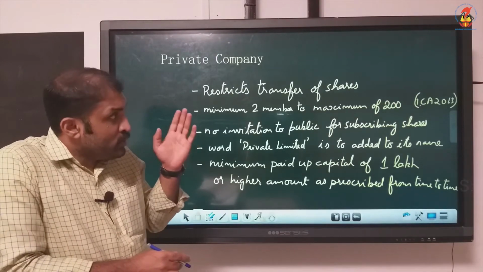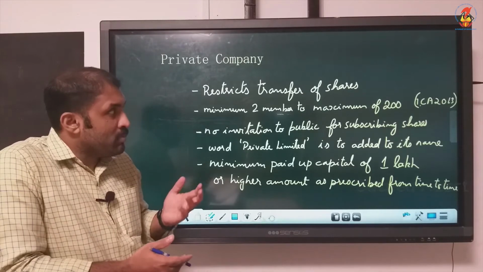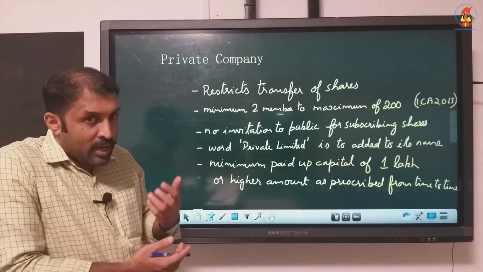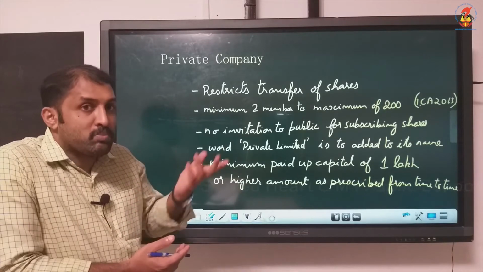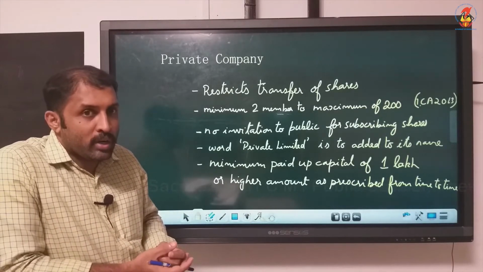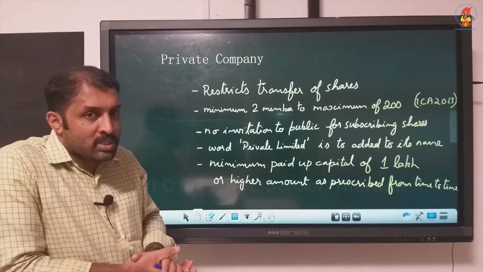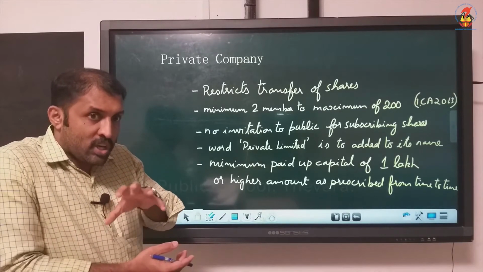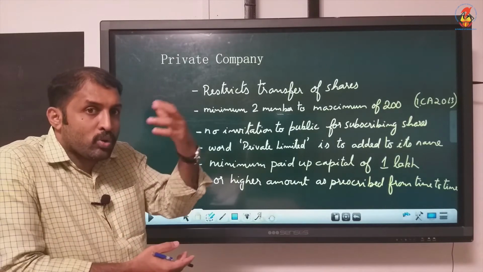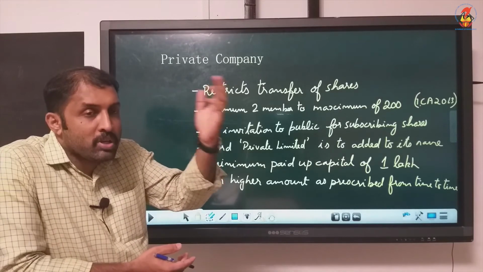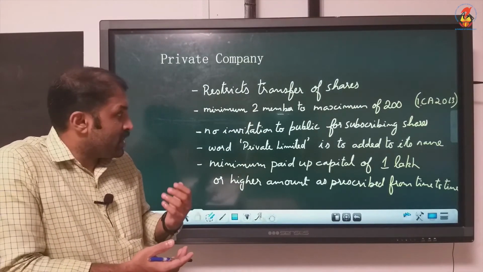It has a minimum of 2 members and a maximum of 200 members. According to the Companies Act of 2013, the maximum number has been increased to 200. So minimum 2 members and maximum 200 members, and the shares will be within them only. They will not be allowed to be transferred to another person or sold to another person. So that is why it is called a private company.